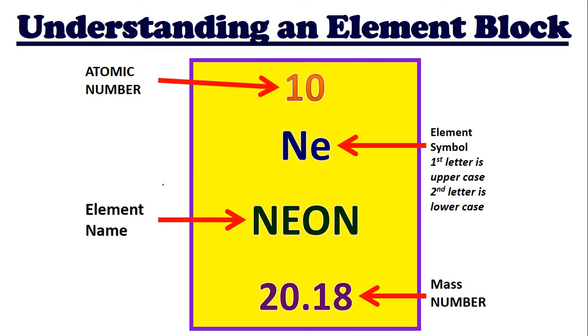So understanding an element block, if you have your periodic table in front of you, you can see this. At the top will be the atomic number. Then comes the element symbol. Usually it's the bigger thing in the element block. Here's the thing. If it's just one letter, that one letter will be capital. But if it's 2 letters, the first letter is going to be an uppercase. The second letter is going to be a lowercase.